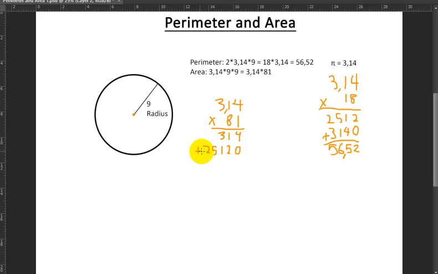And add, then we get 4, 3, 4, 5, 2. The decimal point would go here. So my result would be 254.34. So that's how I find the perimeter and the area of a circle.